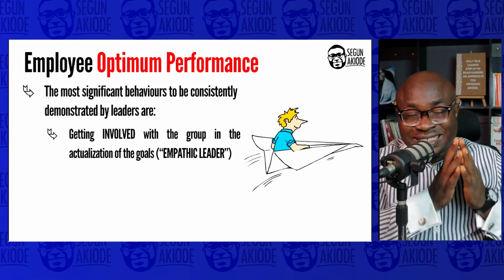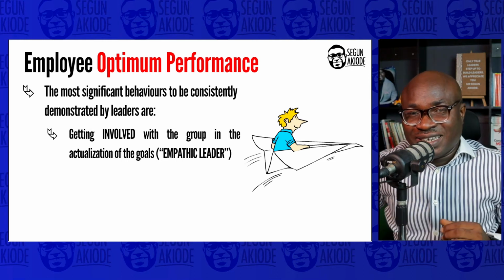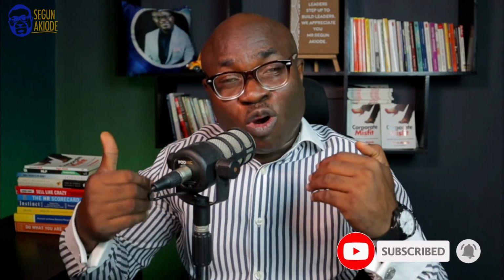And the fifth point is getting involved with the group in the actualization of the goals, which means you are an empathic leader. It is not enough to set the big picture goal, to create the blueprint for the employees, to get the right people to do it, to give them powerful conversations to urge them on to achieve optimal performance. You need to get involved. You do not need to lead from the back. You need to lead from the front. You need to model the kind of optimum performance that you require of them, because it is when you are involved that the employees are encouraged that we are in this together, which means we are both committed to achieving optimum performance for the organization.